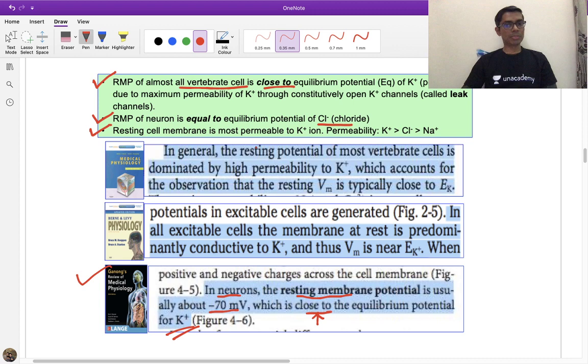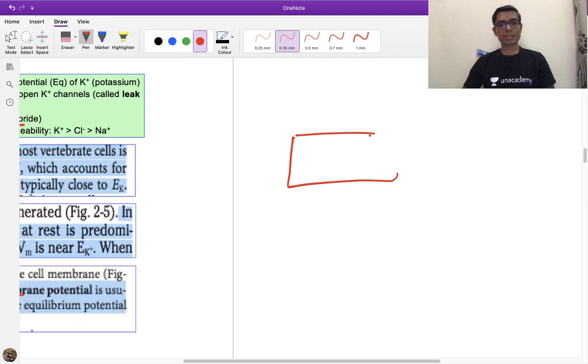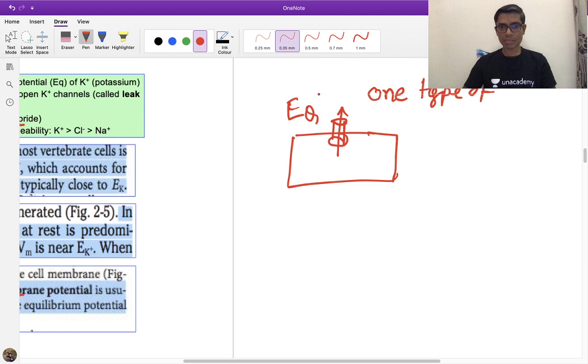Basically, as we have discussed already, if the cell membrane is permeable to only one type of ion, then the equilibrium potential of this ion is equal to RMP. So there is no difference between RMP and equilibrium potential if the cell membrane is permeable to only one type of ion. Remember, only one type of ion. But I told you this kind of cell is not present in our body except the glial cell.